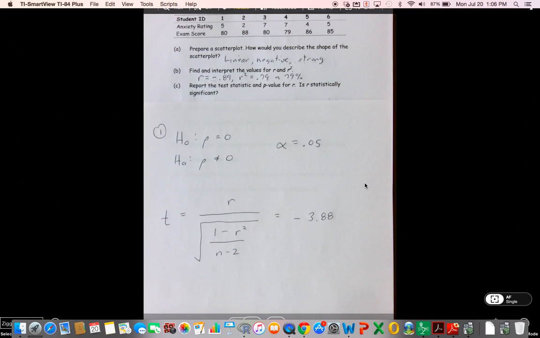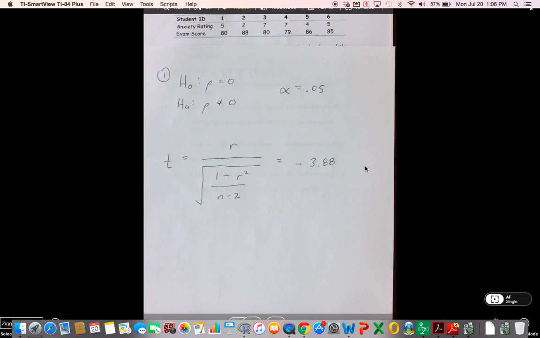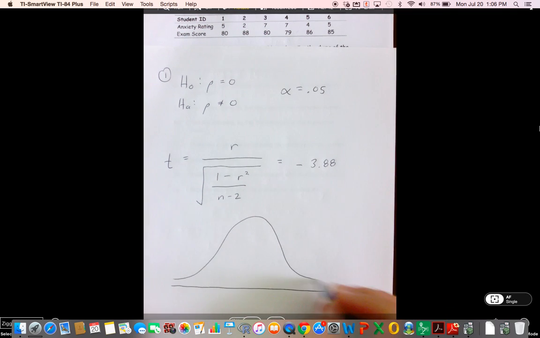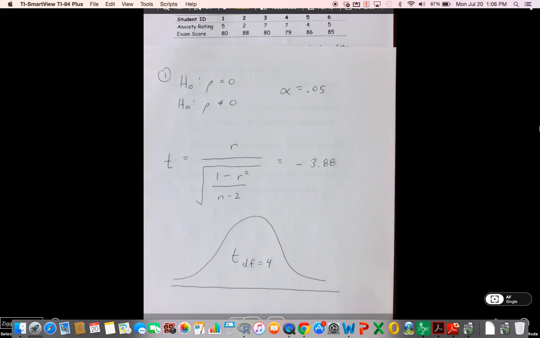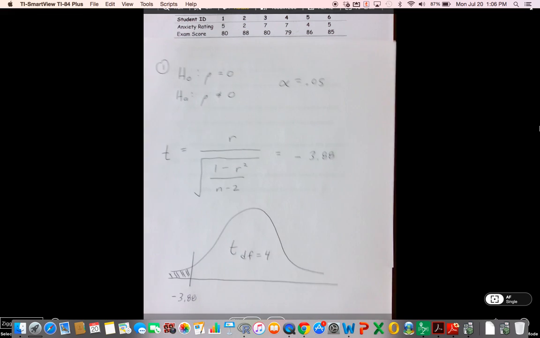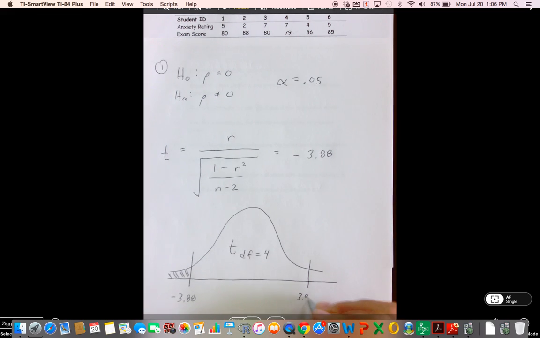Now, when I get negative 3.88, I am now set to find my p-value. And remember, for the p-value, we're going to look at the distribution. So we're examining a t-distribution with degrees of freedom 4. Sorry, guys. So I'm going to take negative 3.88, look to the area to the left. And remember, I always have to look in a two-tailed test at the area to the right as well.